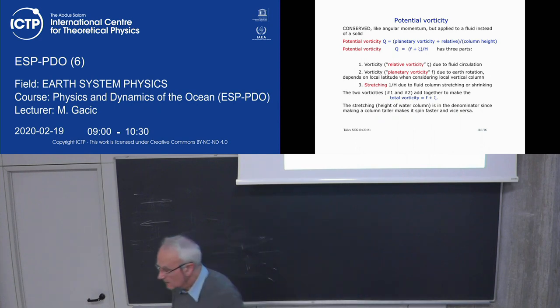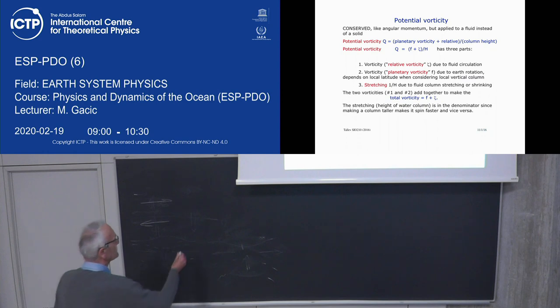We have now the potential vorticity, which is conserved like an angular momentum, but applied to a fluid instead of a solid. Potential vorticity is planetary vorticity plus relative vorticity plus column height. Why column height? Why does column height influence the vorticity? Let's look at this.